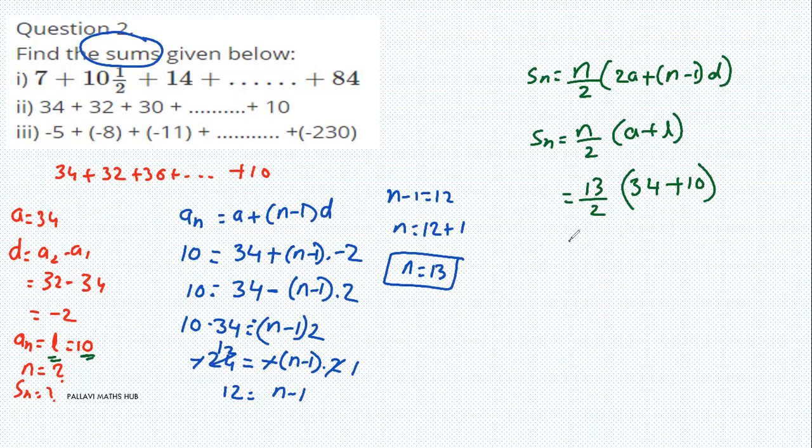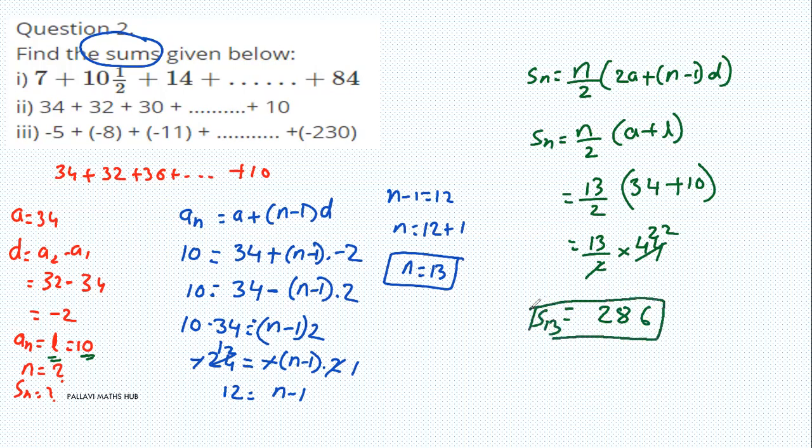So next step, 13 by 2 into 34 plus 10 is 44. 2 ones are 2, 2 twenty-twos are 44. So 13 into 22 is 286. So this is the final answer. So the sum of the 13 terms is equal to 286. I hope all of you understood this second sum.